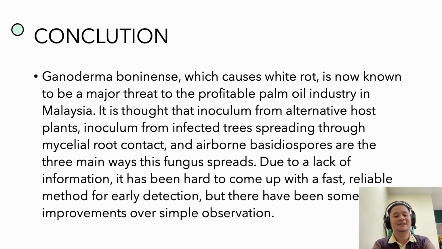Okay, the conclusion is Ganoderma boninense or BSR, because white root rot is now the major threat to the profitable palm oil industry in Malaysia. The inoculum comes from alternative host plants and from affected trees spreading through mycelial root contact, and airborne basidiospores are the main way this fungus spreads. Due to the lack of information, it has been hard to come up with a fast, reliable method for early detection, though there have been some improvements over observation.